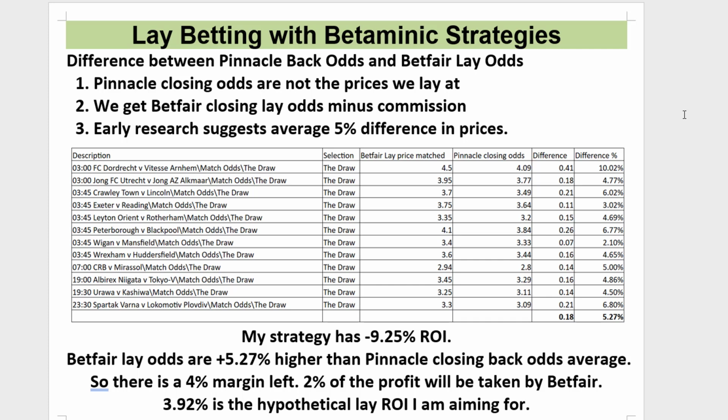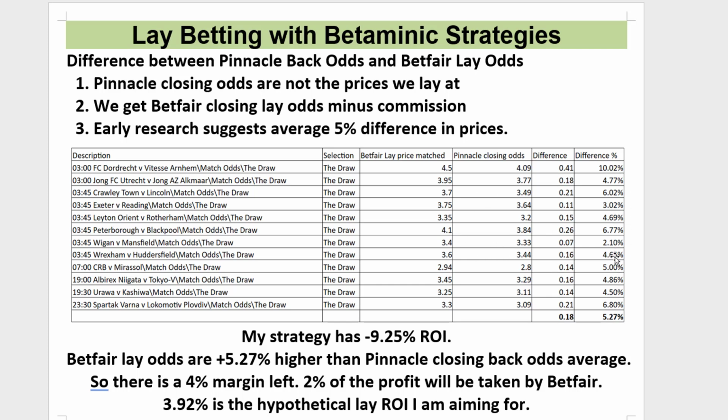Even if Pinnacle back odds were the Betfair back odds, we still wouldn't be laying those. We would be laying the opposite odds there, the lay odds. So I took a look at a few of the bets that were placed to find the price that my bot matched on Betfair, about 10 minutes to kick off, and then what the Pinnacle closing odds were according to Betaminic and what the difference was.